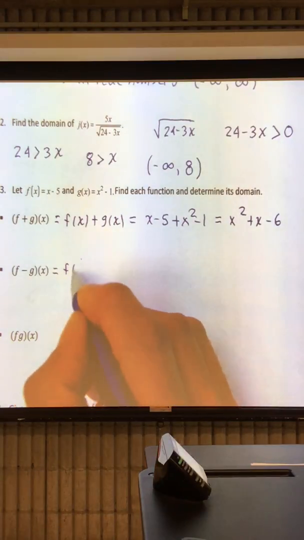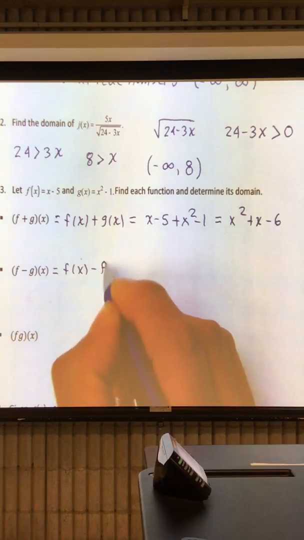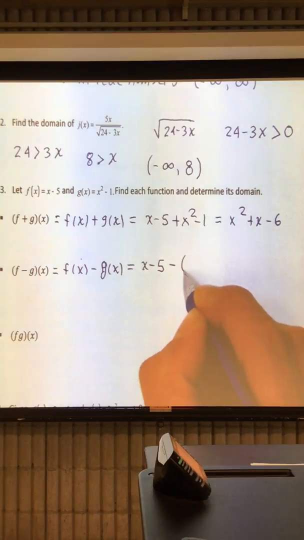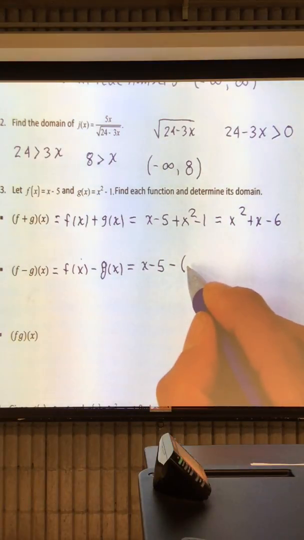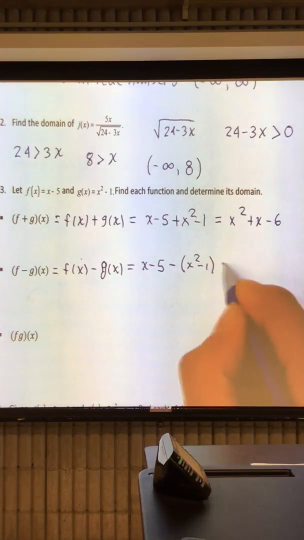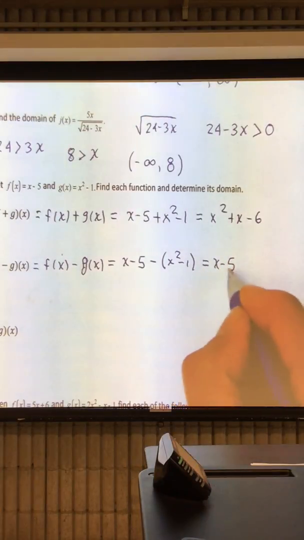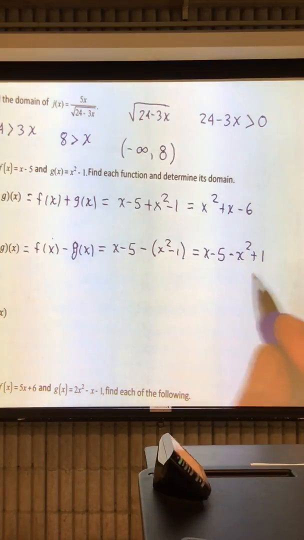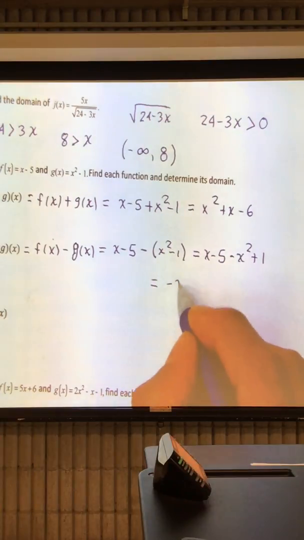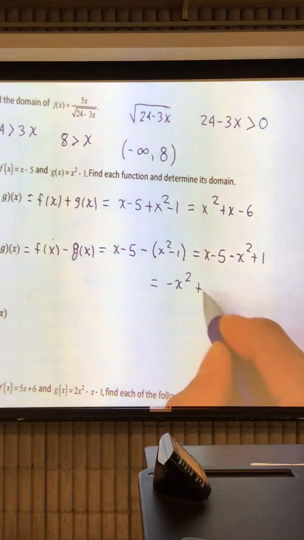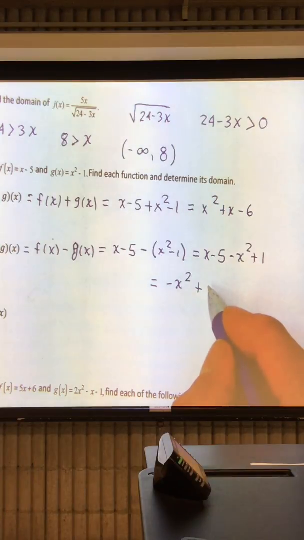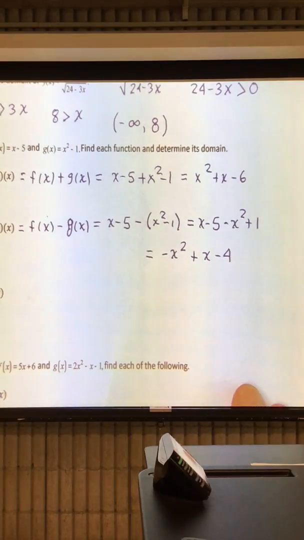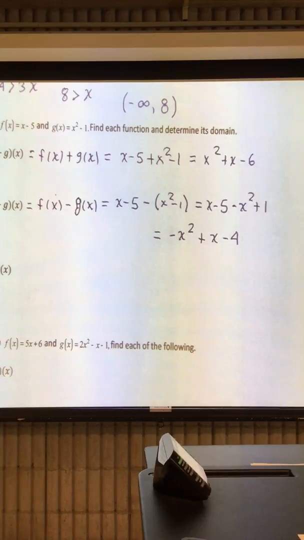This notation says to take the function f of x and then subtract the function g of x. So we write down the function f of x minus, with the use of parentheses, the function g, x squared minus 1. We can then distribute the minus sign through the parentheses, minus x squared plus 1, and then we can add up any like terms that we have and write our final result to be minus x squared plus x minus 4. And that also is a polynomial function, so the domain is again all real numbers.